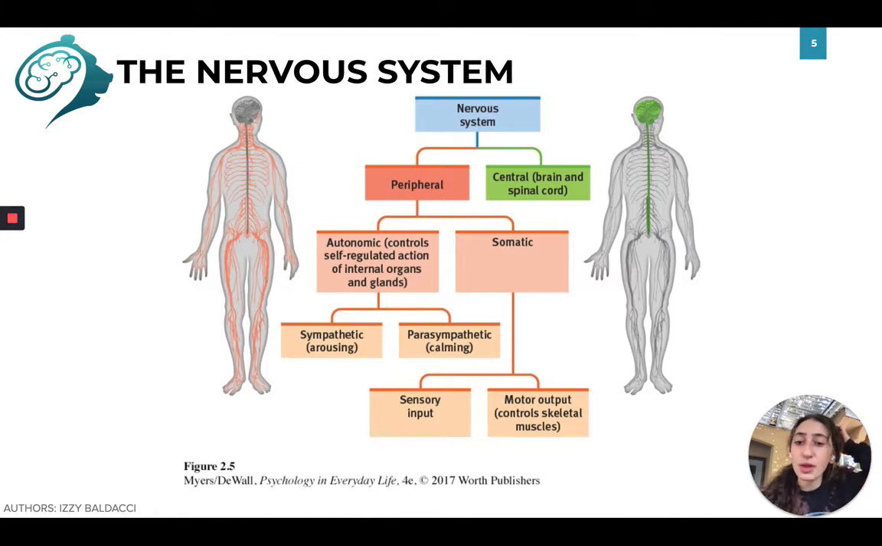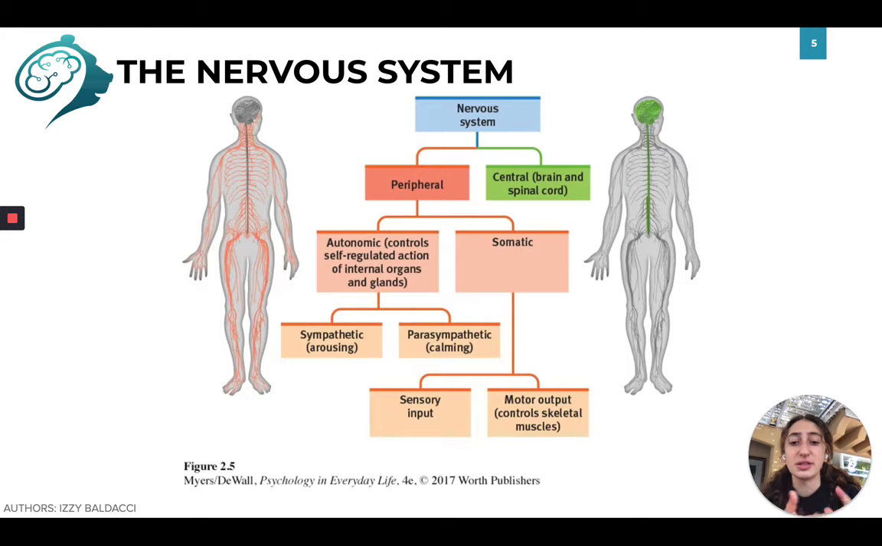So for the peripheral nervous system, you can see it's broken into another two divisions, the autonomic and the somatic. The autonomic controls internal organs and glands, and somatic is more of sensory information. And you can see that because somatic splits into sensory input and motor output. So it's taking this information in, making sense of the information, and then relaying that to motor output and moving because of this sensory input.